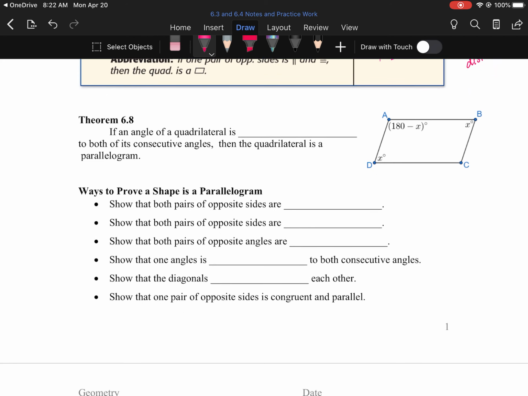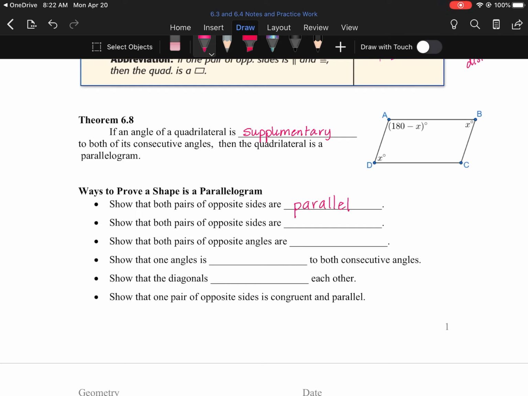It says if an angle of a quadrilateral is supplementary to both of its congruent angles, then the quadrilateral is a parallelogram. All right, so now here are different ways that we can show that a quadrilateral is a parallelogram, or ways to prove it. So first we could show that both pairs of opposite sides are parallel. And remember, anytime they're parallel, we use slope formula.